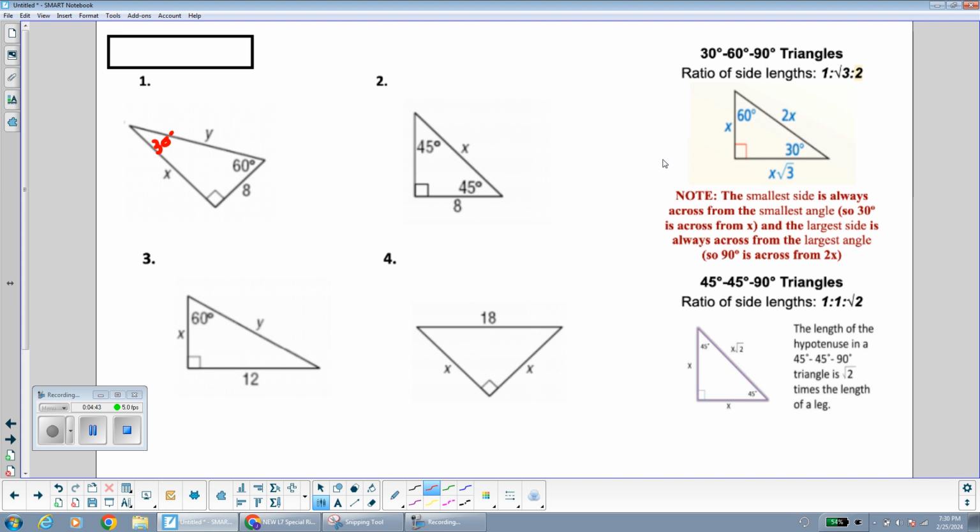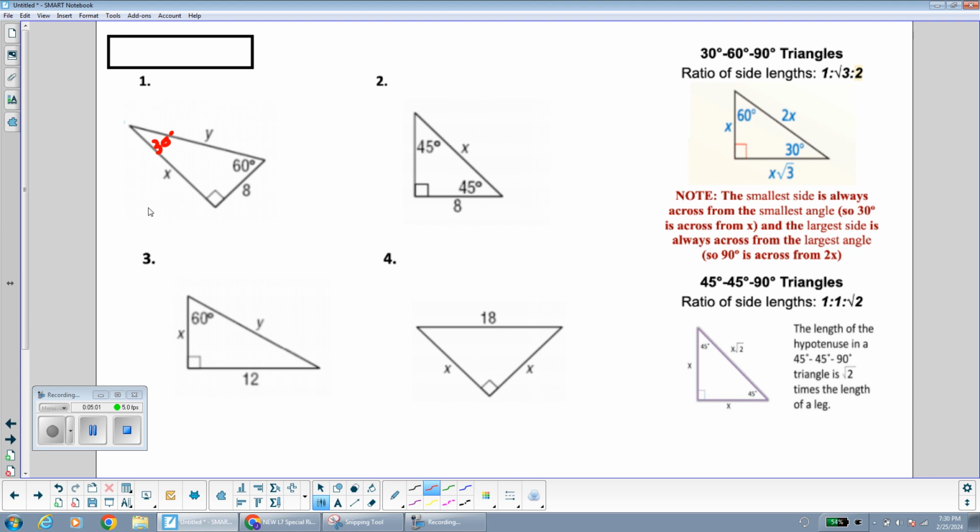So all I have to do is determine which side I'm finding, which side I already have information about, and if I'm going bigger or smaller. If I'm going to go bigger, I'm going to multiply according to the ratio. If I'm going to go to a smaller side, I'm going to divide according to the ratio.